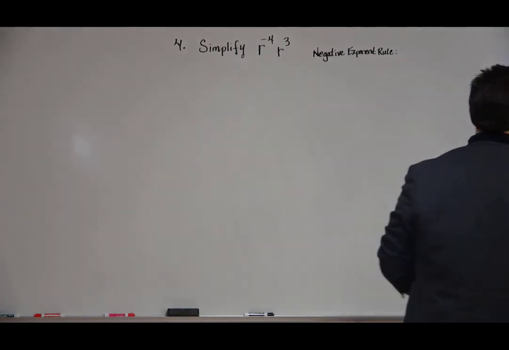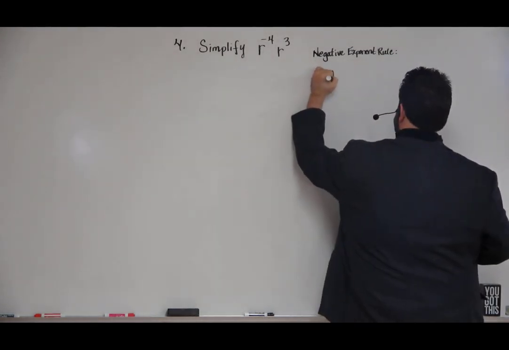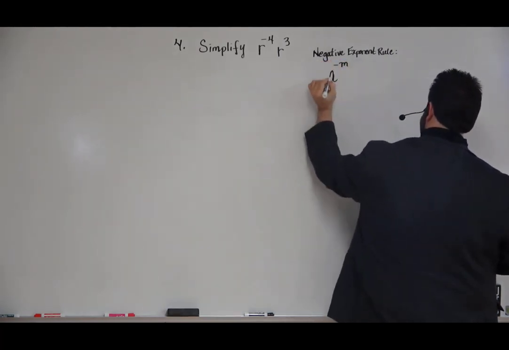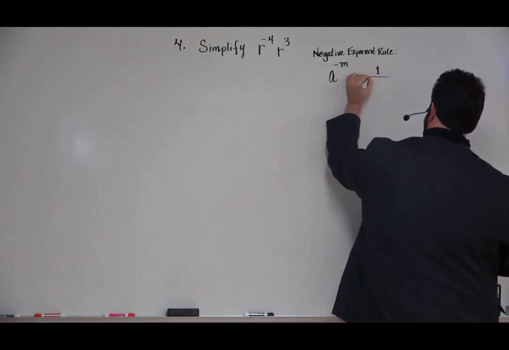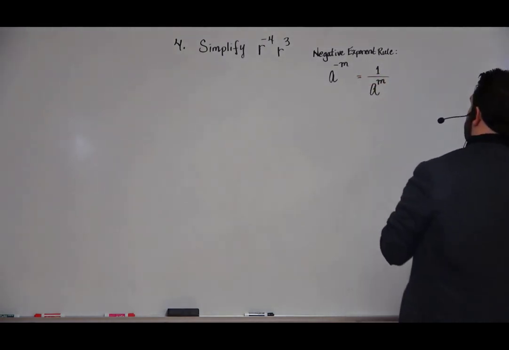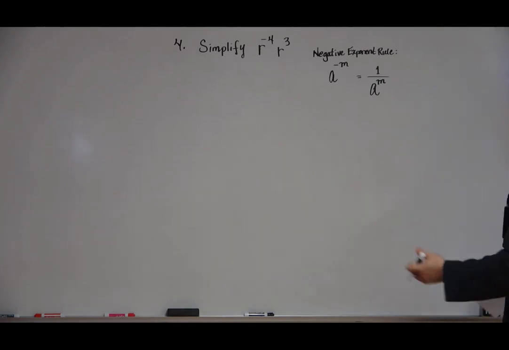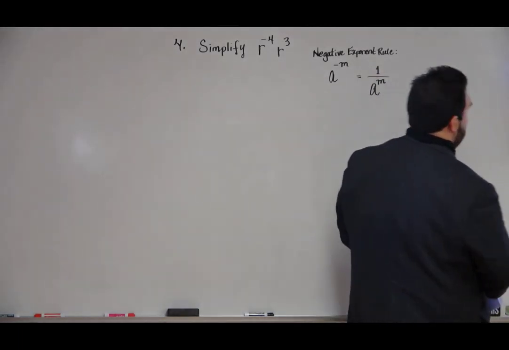Okay? The negative exponent rule states that anything raised to a negative exponent is equal to 1 over that thing raised to the positive version of that exponent. All right, this seems hard. It seems harder than it is.